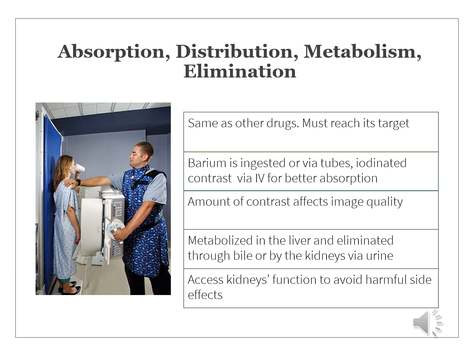Contrast media follow the same pharmacologic processes as other drugs: absorption, distribution, metabolism, and elimination. For effective imaging, the contrast must reach its target area. Barium is ingested or introduced via tubes, while iodinated contrasts are usually injected into the bloodstream for better absorption. The amount of iodine in the contrast affects image quality by blocking more X-ray photons.